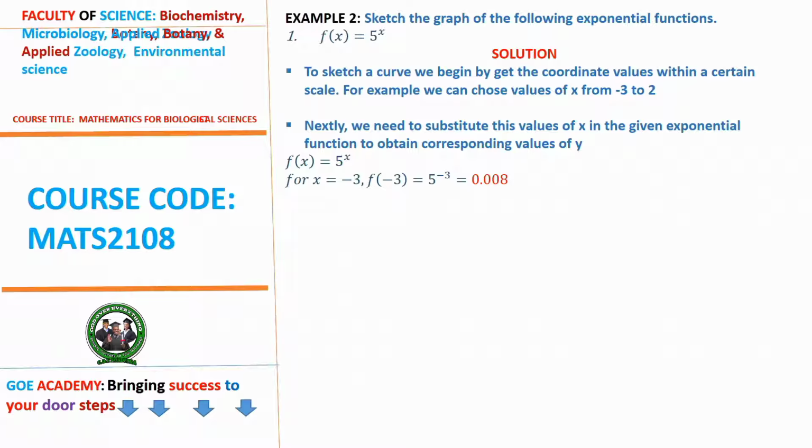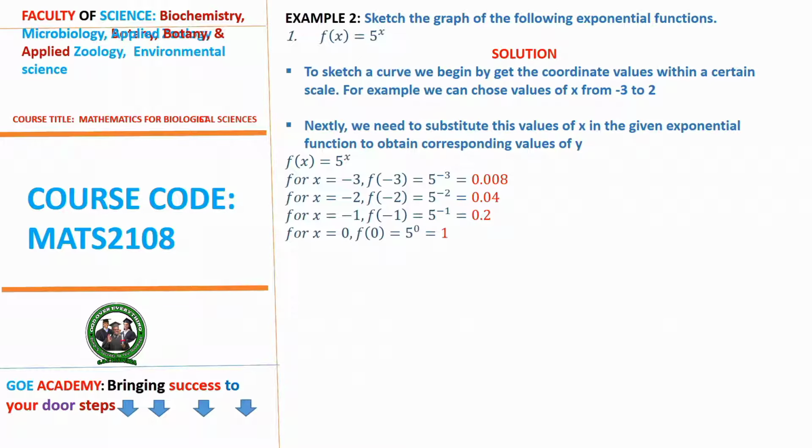So when x equals -3, the corresponding value of y will be what? 0.008. So you just do 5 raised to the power -3, right? We replace the position of x by -3. Same thing when we have -2. Same thing when we have -1. You just punch it into your calculator.